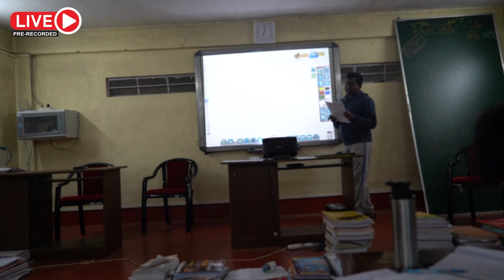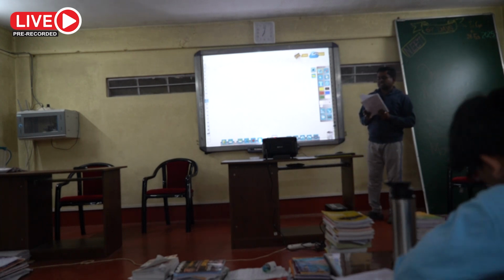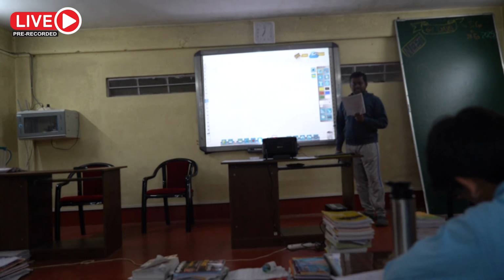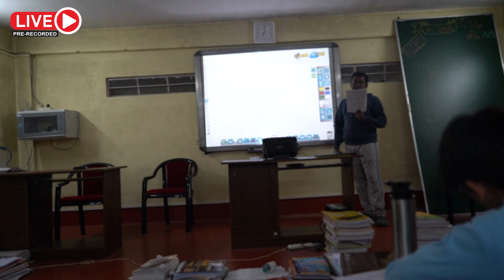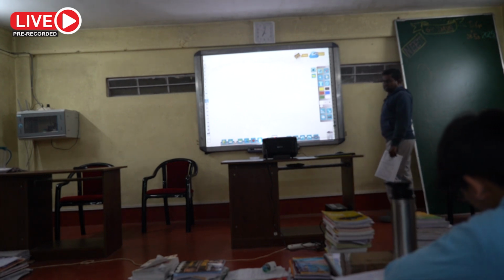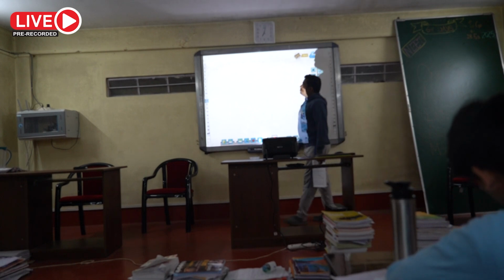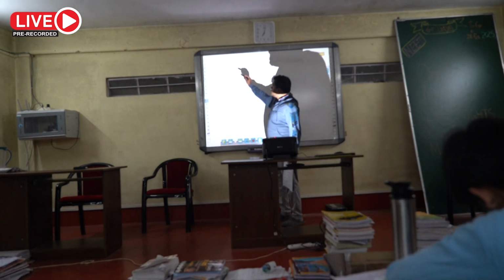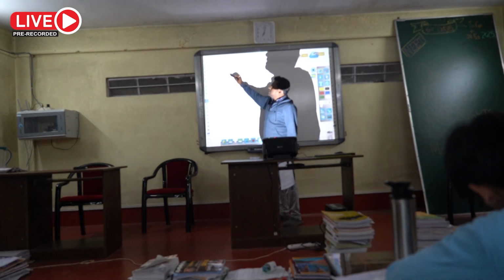A 10 kg mass moving in the x direction with a constant speed of 10 meter per second is subjected to a retarding force of F equal to 0.1 x joule per meter during its travel from x equal to 20 meter to 30 meter. Its final kinetic energy will be? We will use the work energy theorem in this case. So the work done by the applied force is equal to the change in kinetic energy.